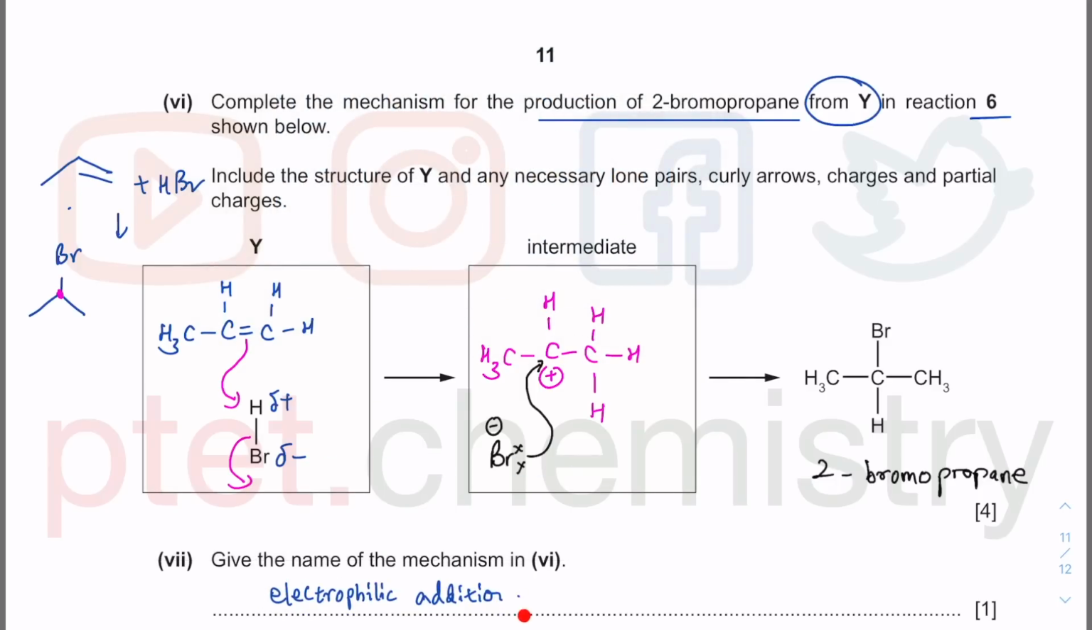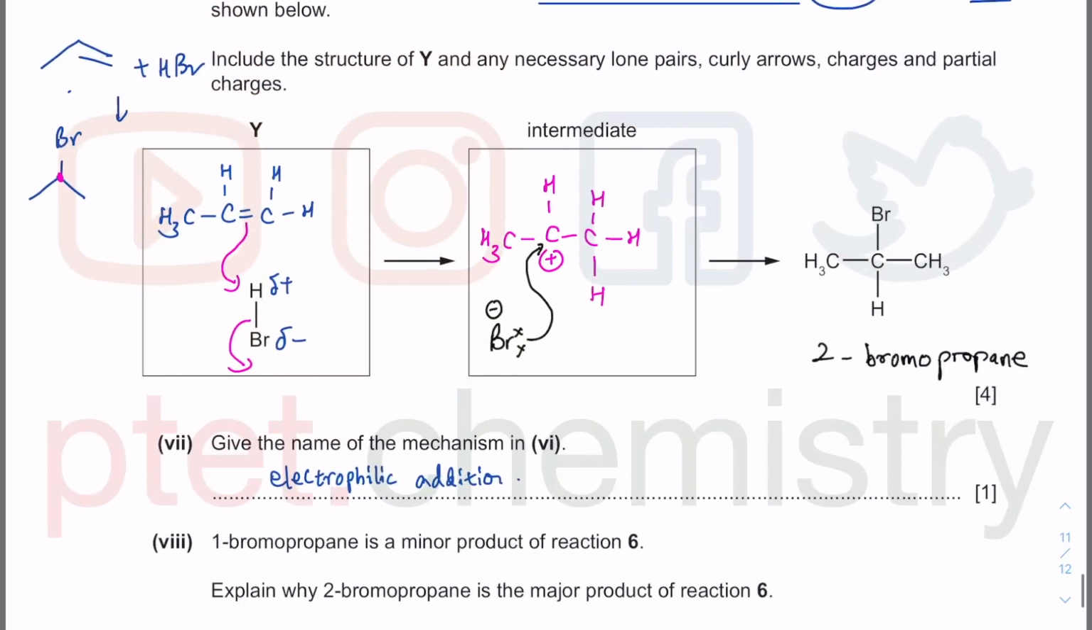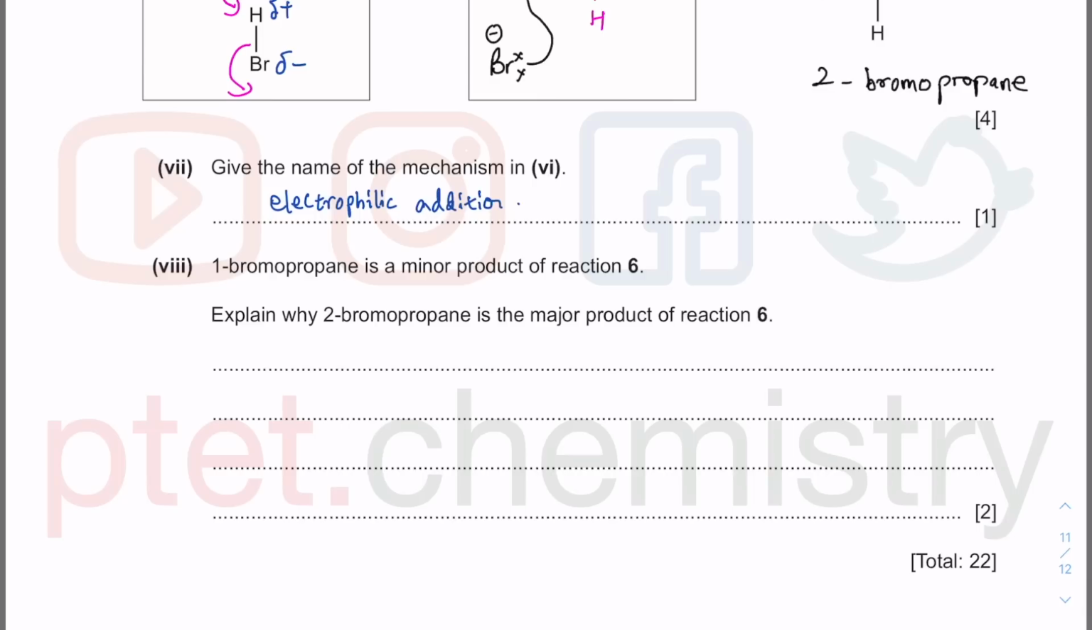So we know that this is electrophilic addition, the rich attacking the poor. The alkene is the nucleophile, this is the electrophile. You have done addition of the electrophile onto alkene, which is called electrophilic addition. The very last bit of this whole 22 marks question is this 2 marks question asking you why 2-bromopropane is the major product of reaction 6, but 1-bromopropane is a minor product.